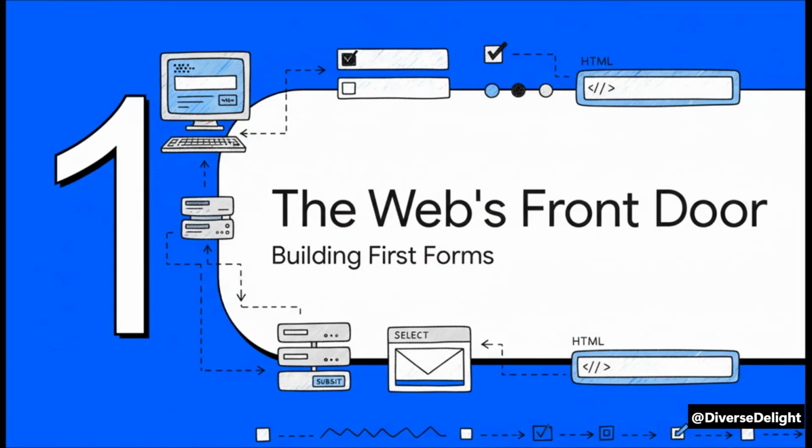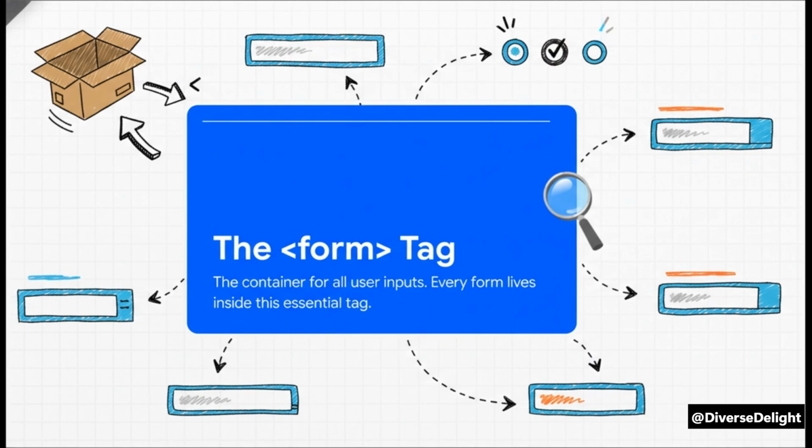All right, so to really appreciate how far we've come, we've got to go all the way back to the beginning. Let's take a look at the simple foundational building blocks that created the web's very first front door. It all starts with this one little HTML tag, form. Just think of it like a container or a box. Every text field, every checkbox, every button you click on, it all has to live inside this digital box for it to work. It's the foundation for everything.